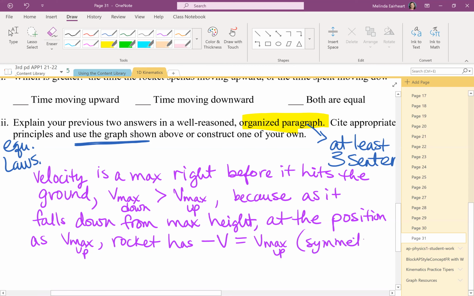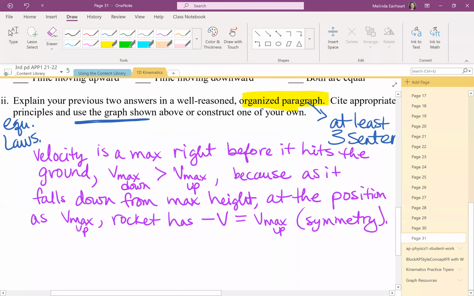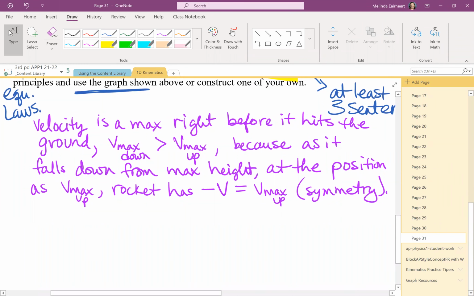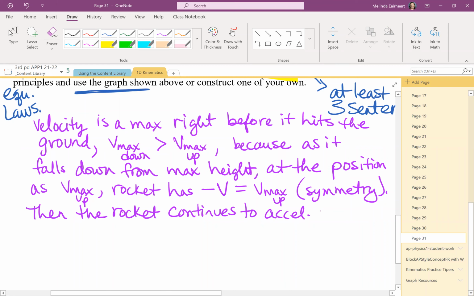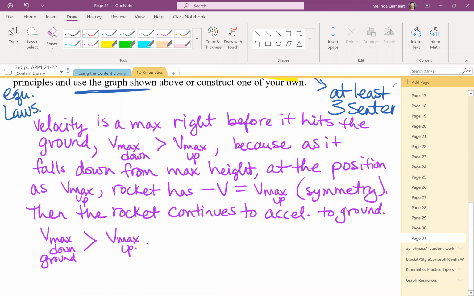And here, don't just say symmetry, give some explanation. But for you and I's terms, we've been looking at that symmetry of free fall. And so that equivalence. Then the rocket falls more, or you can say continues to accelerate, to the ground. Therefore, Vmax down at the ground is greater than that Vmax up. And with the picture, I came to conclusions that way too. Does that make sense? I'll pause right there and then we'll do time.